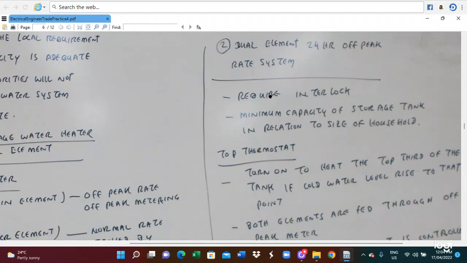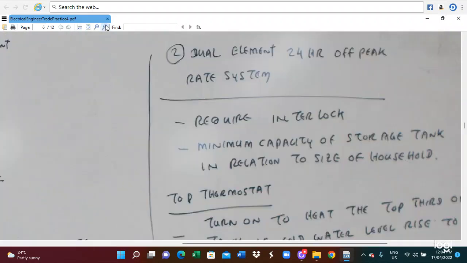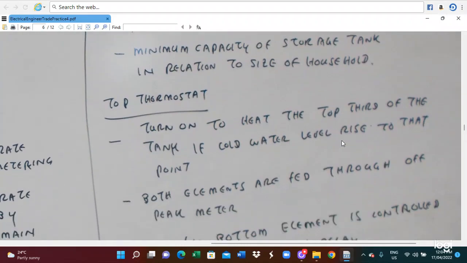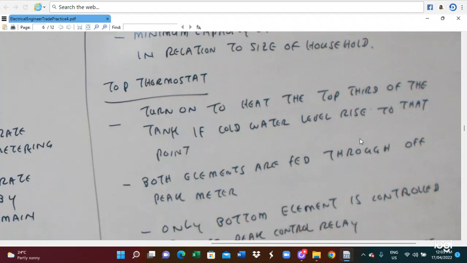So the dual elements are a 24-hour off-peak storage system. So it requires the interlock. Minimum capacity of the storage tank is in relation to the size of the household. The top thermostat turns on the heat at the top of the tank if the cool water level rises to the top.